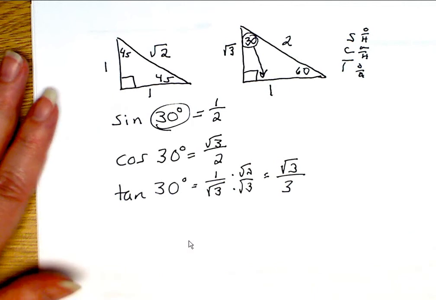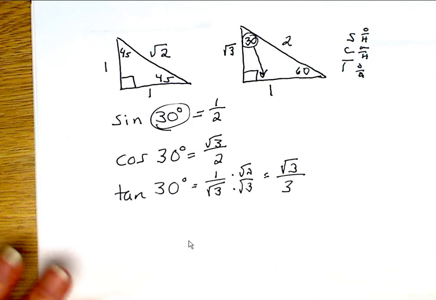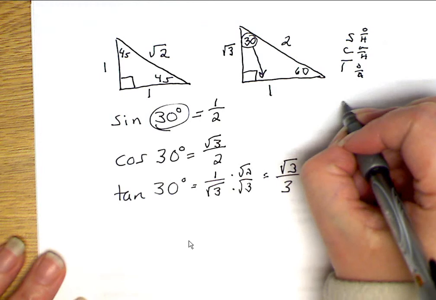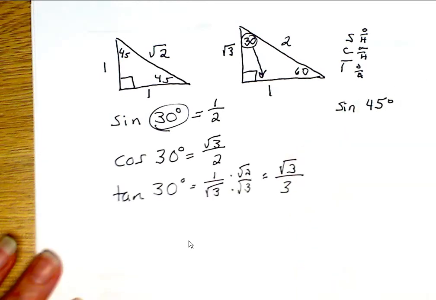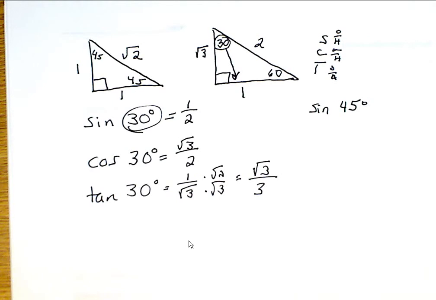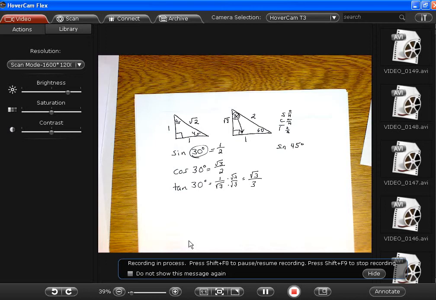Okay, what I want you guys to do now is sine of 45 degrees. So do your sine of 45. What about 90? Which 45? Doesn't matter, because they're both one on the other.